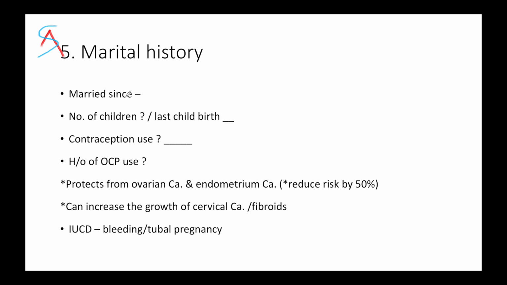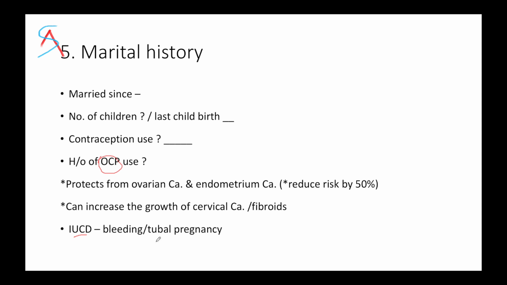In marital history, you have to ask about when she was married, how many children she has, when was the last childbirth, what contraception is used. In this, OCP is very important, because OCP is said to reduce the risk of ovarian and endometrial carcinoma by 50%, and also most of the theories say it can increase the growth of cervical carcinoma and fibroid also. IUCD is very important because IUCD can cause bleeding.